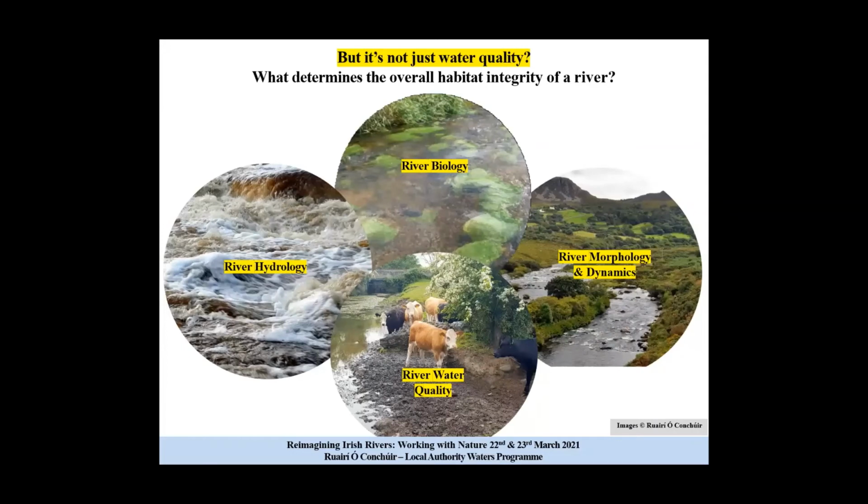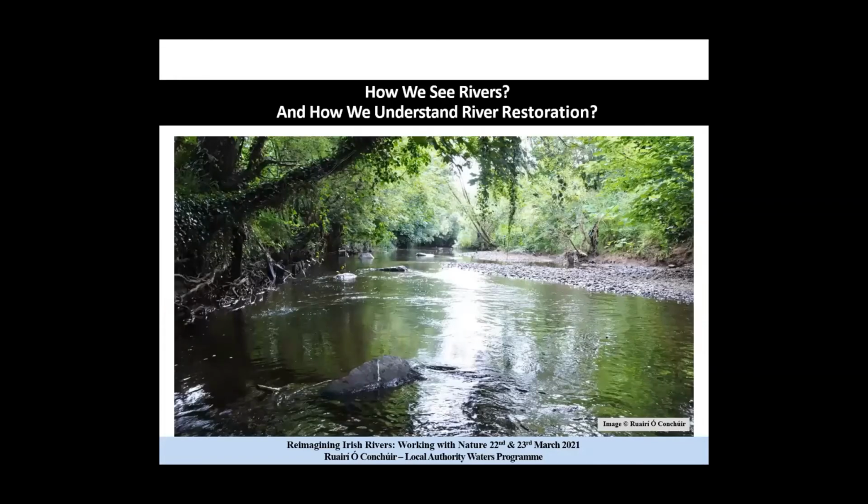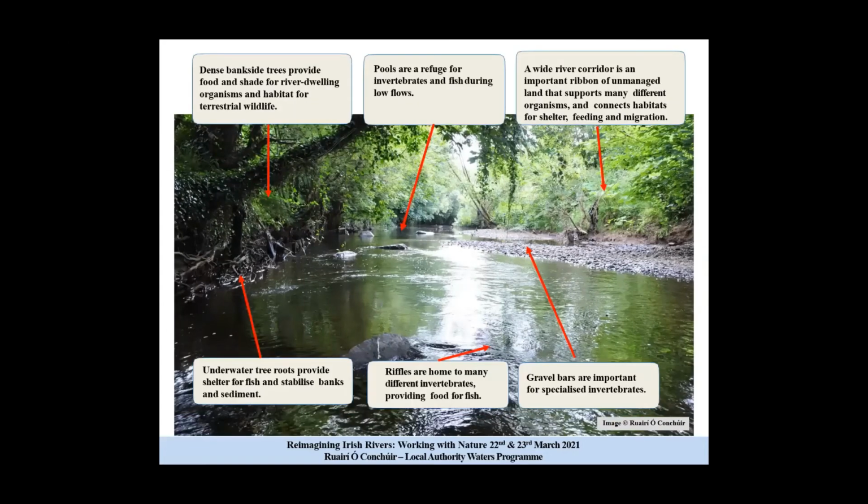And how we see rivers is quite easily captured in this image here. So within this river, this is the Newport River in Tipperary, you can see multiple important features. You can see riffles, you can see glides, you can see gravel bars, you can see a very nice riparian zone, you can see trees in the water, you can see dense bankside vegetation. They're all critical, they're all important. They support a healthy river ecosystem, and having them in a river adds to the biodiversity complexity, and the overall complexity of that river.